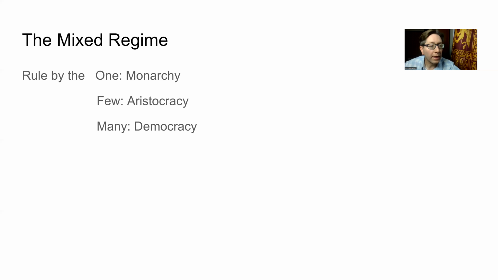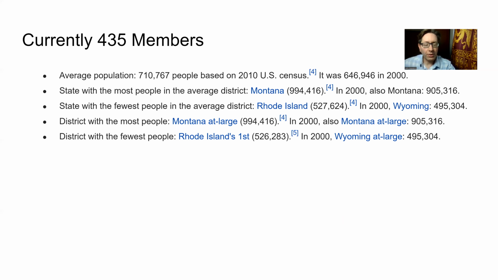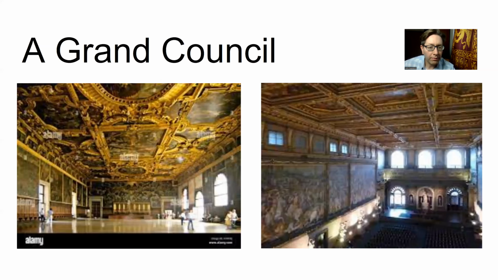Today, we only have 435 members, and we've had that since 1910. Before 1910, it was gradually growing with every census. It was part of reapportionment. So let me talk a little bit more about what we see here.